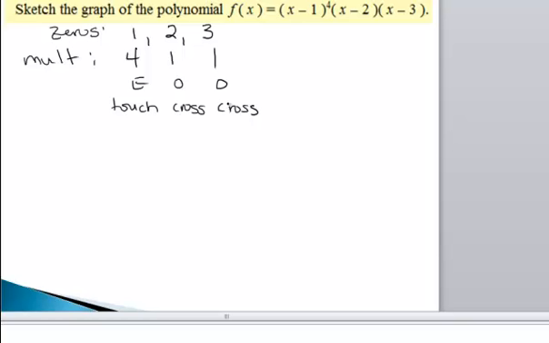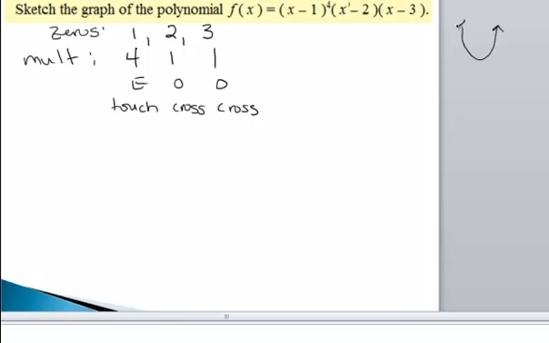So whenever you draw the graph, you will plot the points 1, 2, and 3 on the x-axis. Then you will notice that whenever you get to the 1, it's going to flatten out a little bit. It will touch the x-axis and then go back up. By the way, what is the degree of this polynomial? This happens 4 times, so that's 4. Here's another one that's 5. Here's another one that's 6.